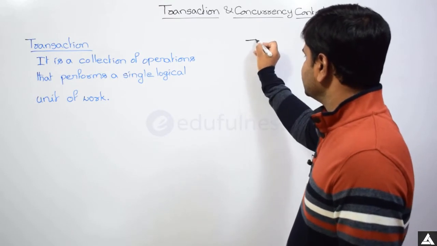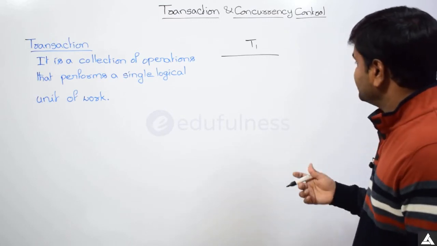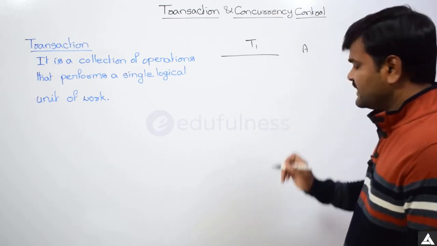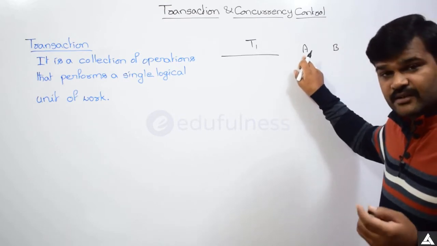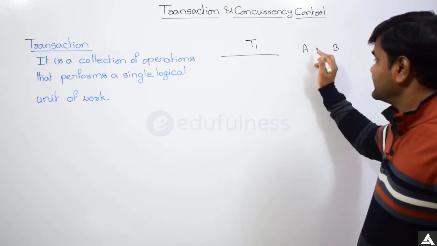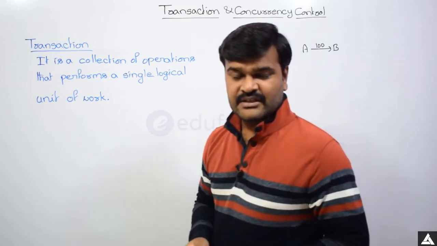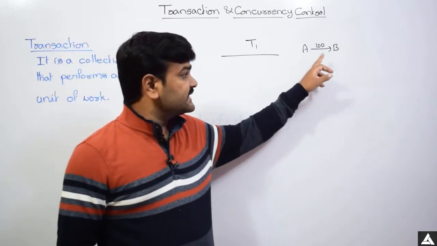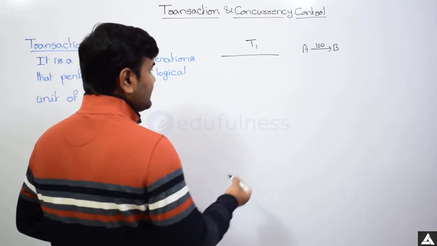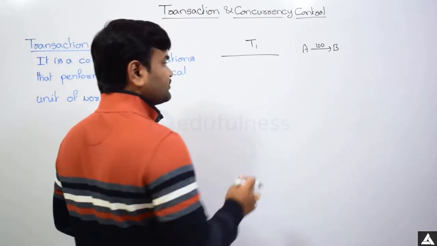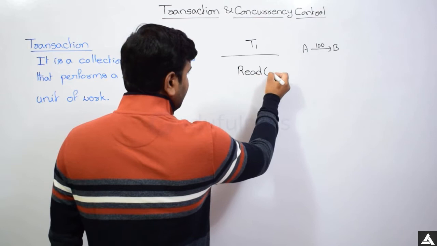For example, we have a transaction T1. The purpose of this transaction is, assume that there is a person A and a person B. Person A wants to transfer 100 rupees, or $100, simply 100, to B. That is what he has to perform. So what are all the operations we will perform for this action? First, in the transaction, you have to read the balance of A, so that is the read operation of A.